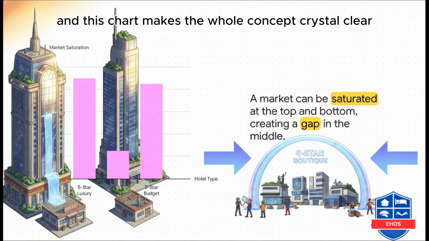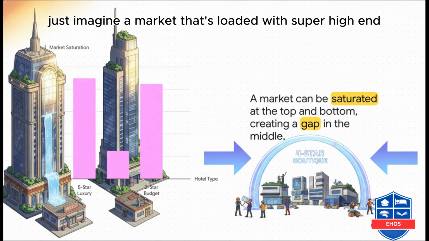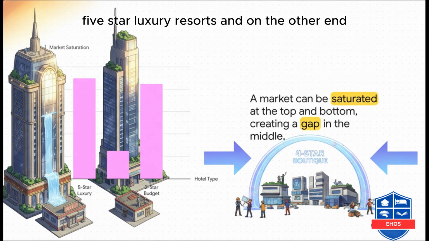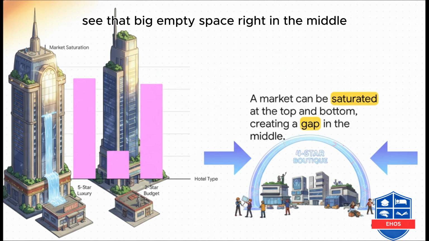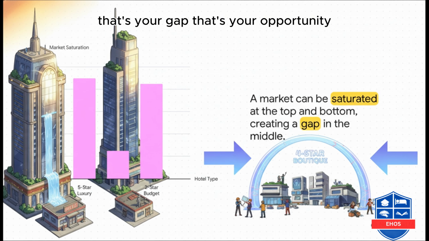And this chart makes the whole concept crystal clear. Just imagine a market that's loaded with super high-end 5-star luxury resorts, and on the other end, a ton of basic 2-star budget motels. See that big empty space right in the middle? That's your gap. That's your opportunity. There's a clear shortage of stylish 4-star boutique hotels.